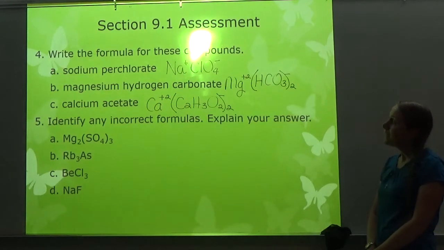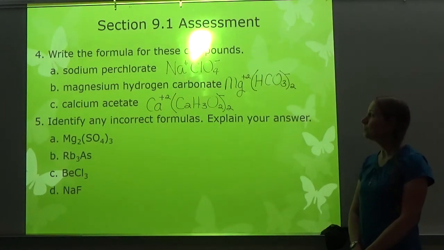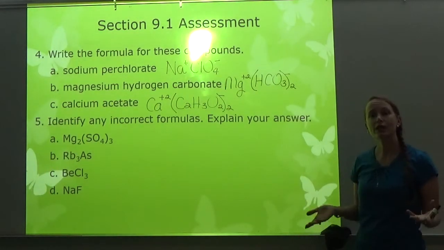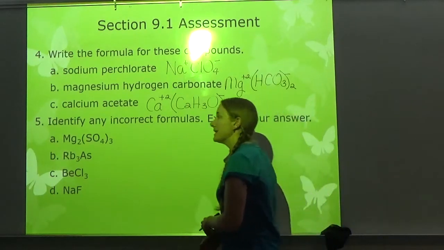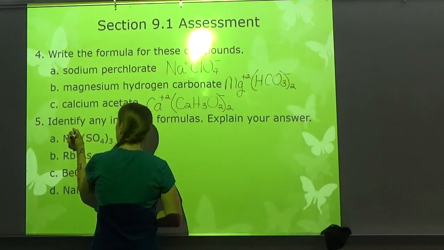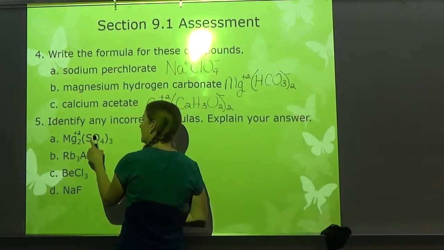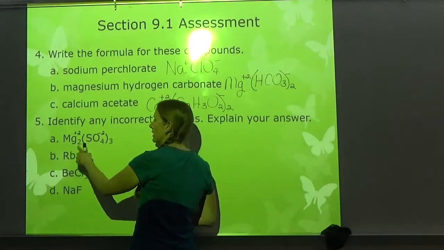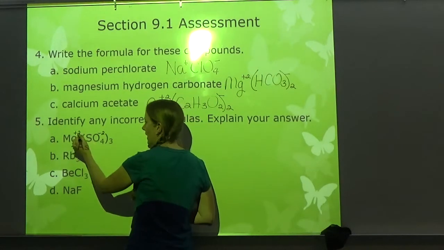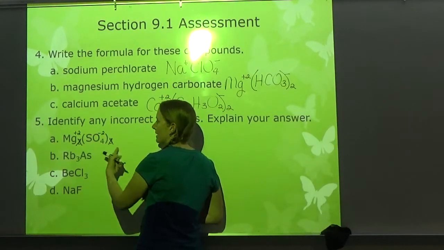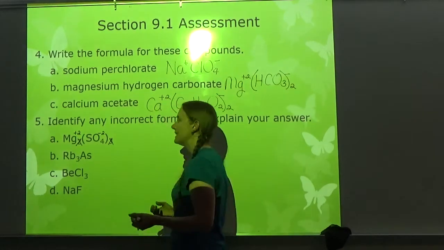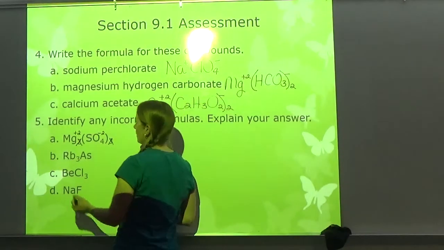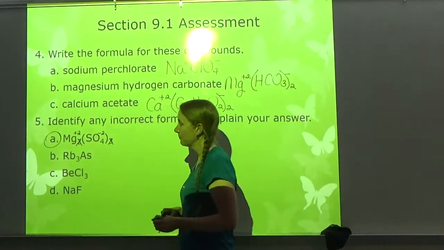Alright, so number 5, the last one says identify any incorrect formulas and explain your answer. So the best way to identify an incorrect formula is to check the charge crossing. Magnesium has a positive 2 charge because it's in group 2. Sulfate's on your polyatomic ion sheet, it has a negative 2 charge. So, should we have crossed anything? No, that's what's wrong. Whoever made this formula clearly must have thought that magnesium had a positive 3 charge. So there shouldn't be any subscripts here. So this is definitely incorrect.